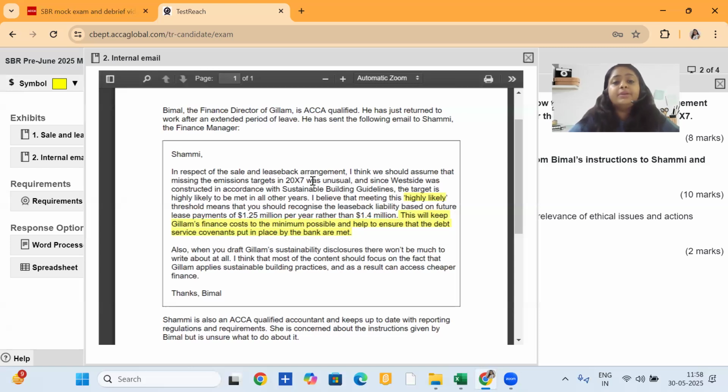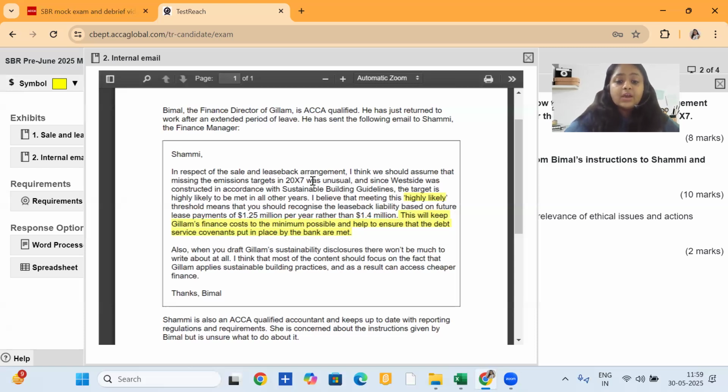And because Shami is having these questions, and she's an ACCA professional herself, up to date with the reporting regulations, it indicates that Bimal needs this updating. So he's lacking on the front of professional competence and due care as well.